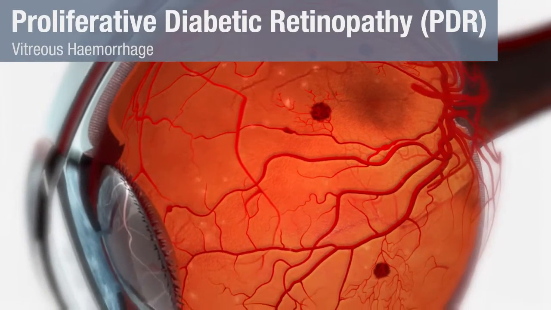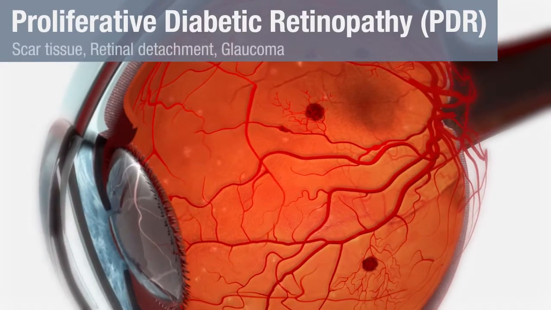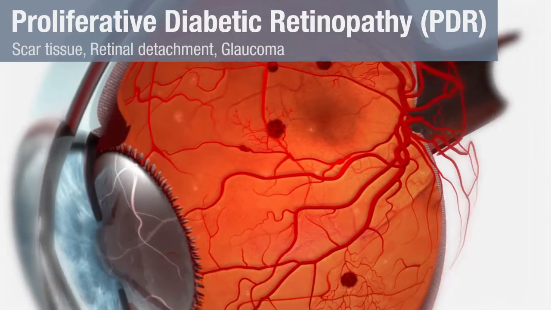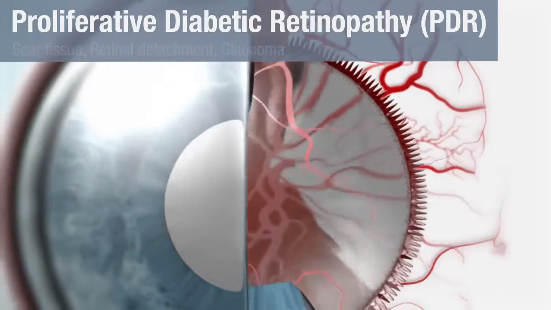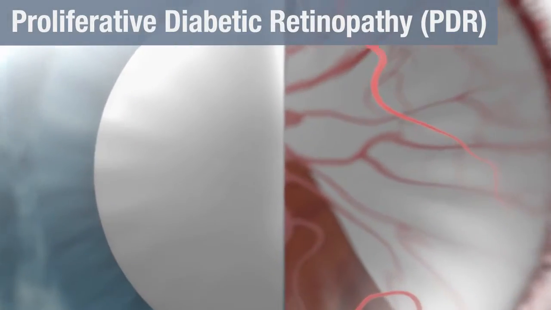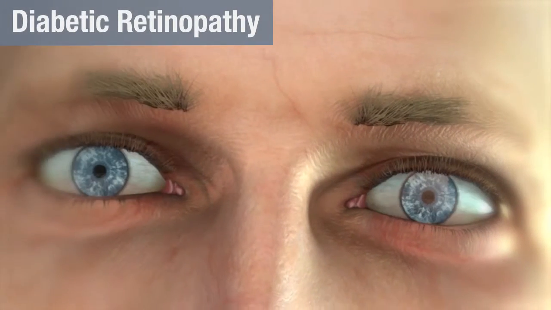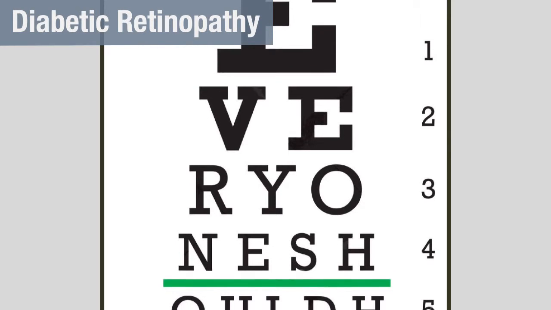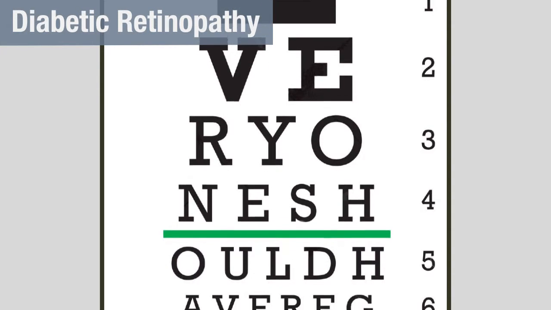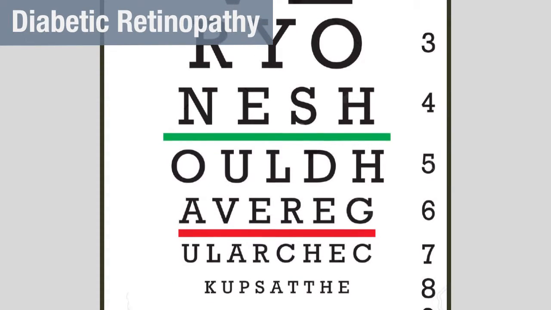Further growth of new abnormal blood vessels can lead to the generation of scar tissue, leading to retinal detachment and even glaucoma, or high pressure in the eye, during the advancing stage of retinopathy. It is important to have your eyes regularly checked and monitored by an eye doctor, as loss of vision can occur at any stage of diabetic retinopathy progression, despite a lack of symptoms.